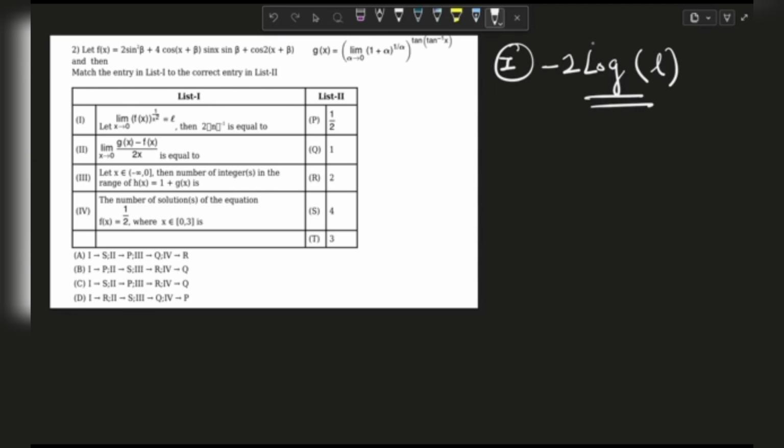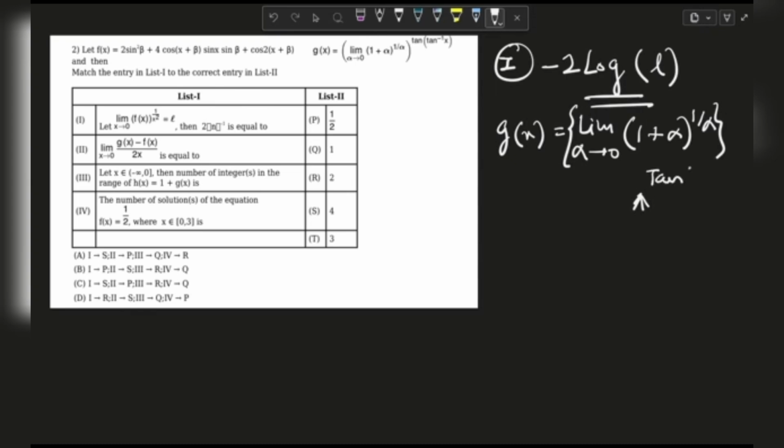Okay, so now I will start off with the question. I had waited earlier. So basically we have to first of all find f of x and g of x before proceeding with the options. So let's find out g of x first. G of x is limit alpha tends to 0, (1 plus alpha) power 1 by alpha, and this whole part, this is the symbol for power, tan of tan inverse x.